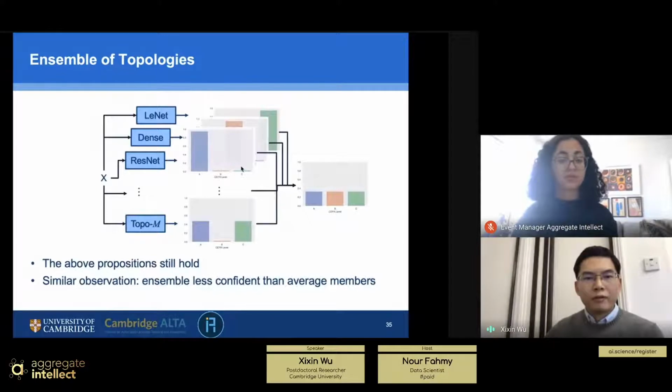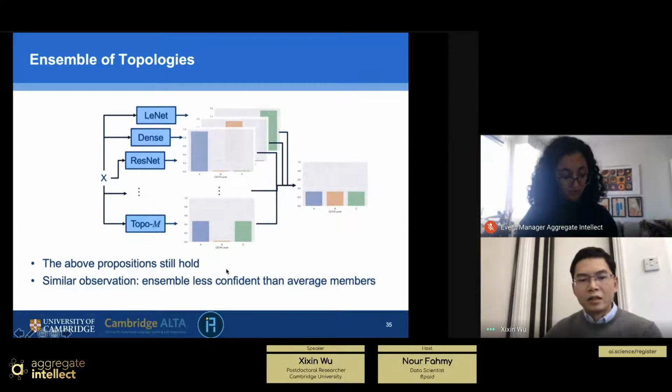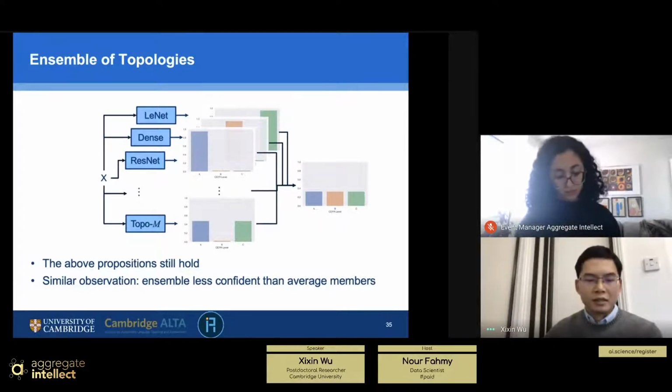When we combine different topologies together, like LeNet, DenseNet, or ResNet, given an X, the output from these topologies will be combined, weighted by the prior we estimated from maximum likelihood. And we can easily verify that the above propositions still hold. We can also observe the similar phenomenon that the ensemble is less confident than the average of the members.